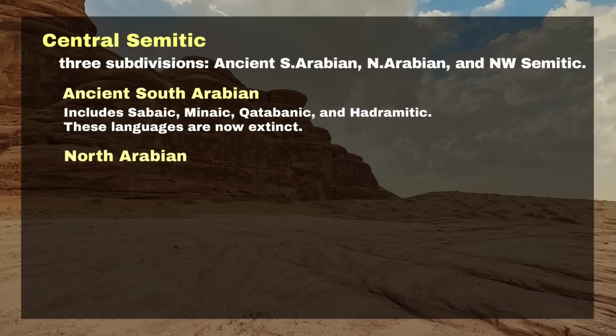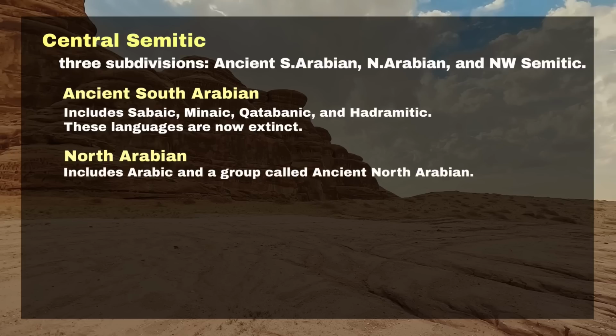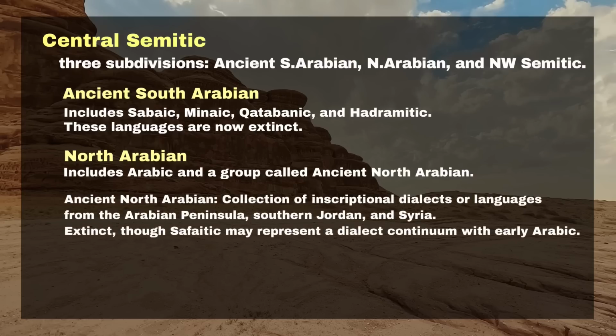Moving to North Arabian, this subgroup includes Arabic and a grouping termed Ancient North Arabian. Ancient North Arabian comprises inscriptional dialects or languages from the Arabian Peninsula, southern Jordan and Syria, such as Taimanitic, Hismaic, Safaitic and Thamudic. They span a period from the early or mid-1st millennium BCE until the mid-1st millennium CE, and are all extinct. Safaitic is noted as probably comprising a dialect continuum with early Arabic.